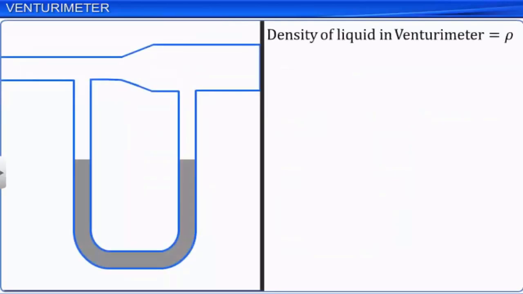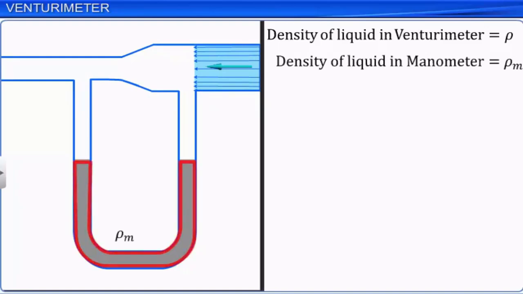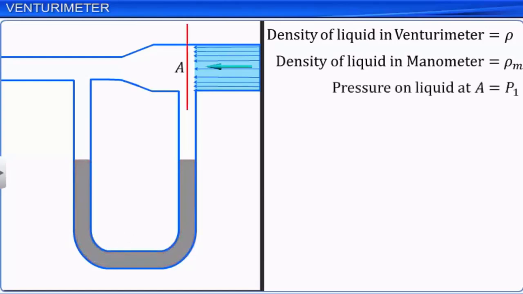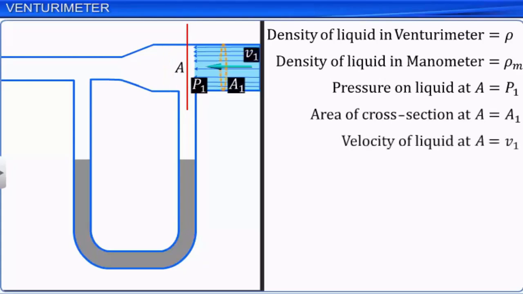Consider a liquid of density ρ passing through the venturimeter tube with a steady flow. Let ρm be the density of the liquid in the manometer. Consider a point A on the venturimeter tube, where the diameter is larger. Let P1 be the pressure on the liquid, A1 be the area of cross-section, and V1 be the velocity of the liquid at A.